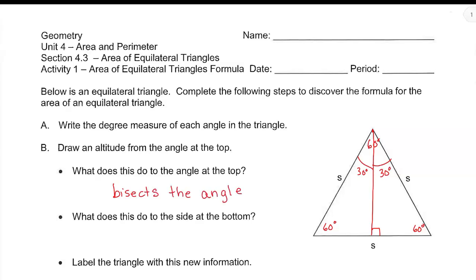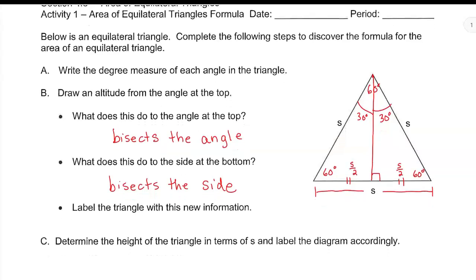The altitude drawn to the base is also bisecting that base because this is an isosceles triangle as well, and the altitude to the base of an isosceles triangle bisects the base. While the whole base had length S, now each half of it would be S over 2, or half of S. We could label the base like that.